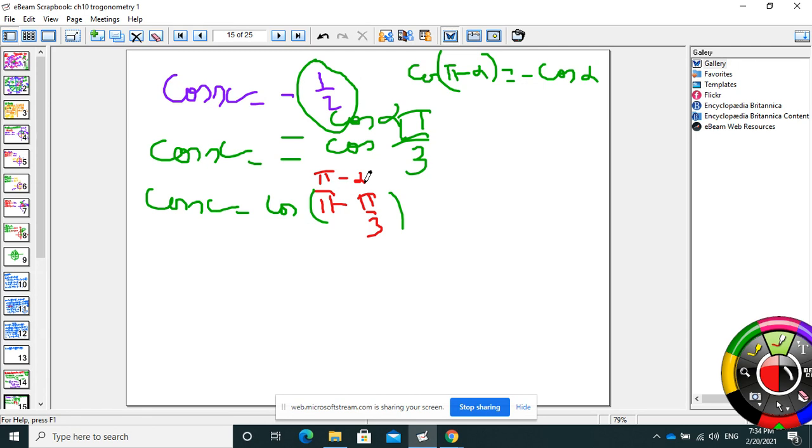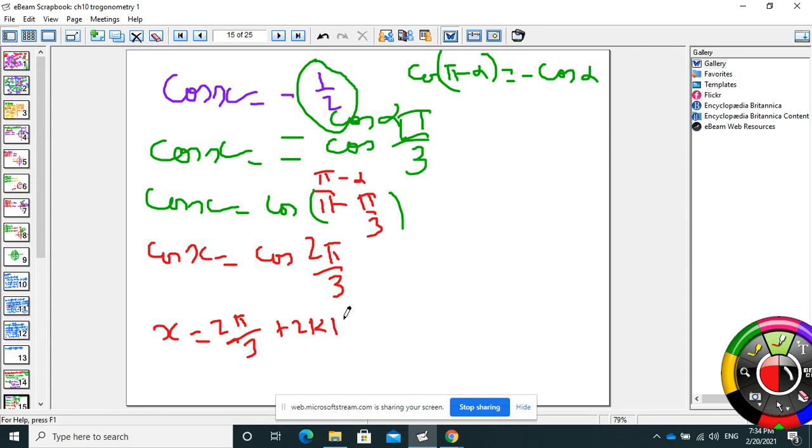Okay, we know cosine of pi minus alpha is minus cosine alpha, and now cosine x is equal to cosine of, with the same denominator 3, 3 pi over 3 minus pi over 3, and we got 2 pi over 3. Now I got the angles. What are the angles? x is equal to 2 pi over 3 plus 2k pi, or x is equal to minus 2 pi over 3 plus 2k pi.